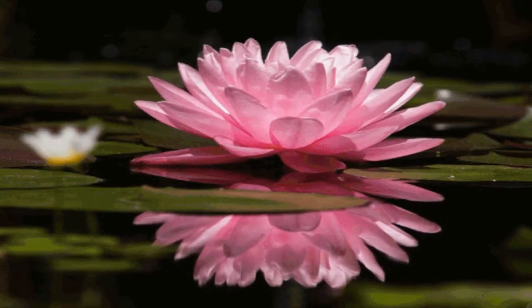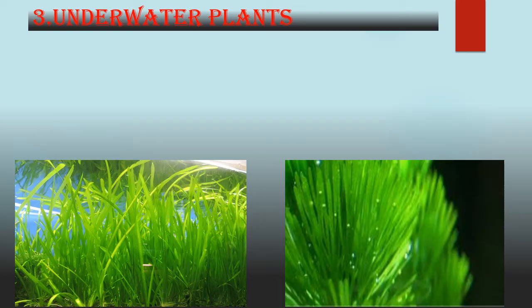surface of water. The third type of aquatic plants are underwater plants. Let's discuss their features one by one. These plants have long narrow leaves with no pores. As you can see in both of the pictures, these plants have long and narrow leaves with no pores.